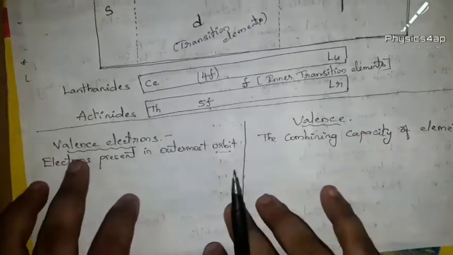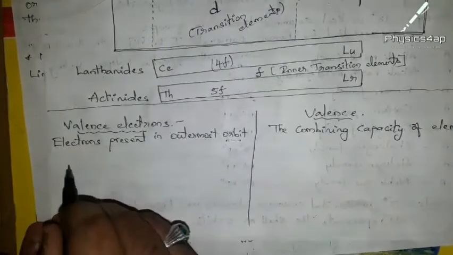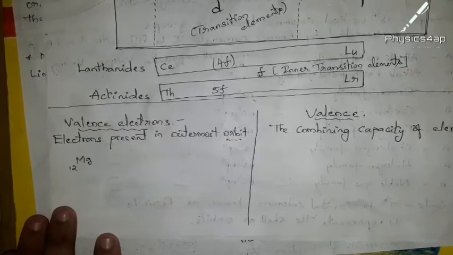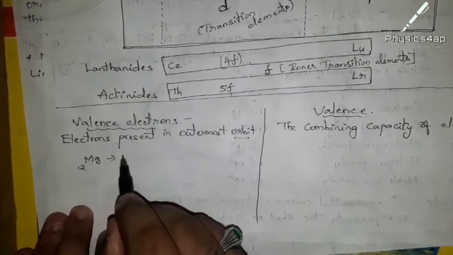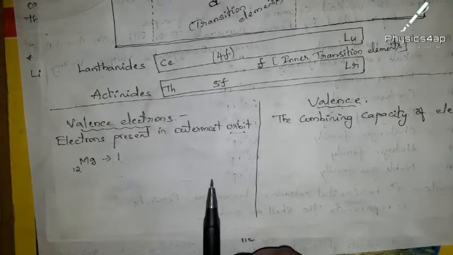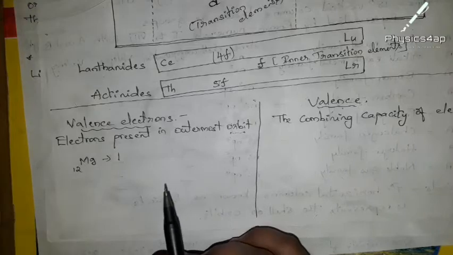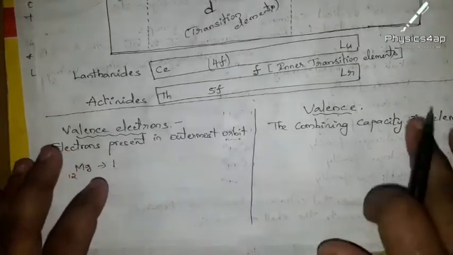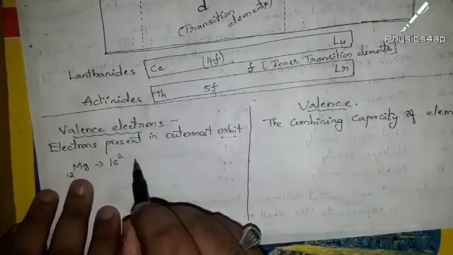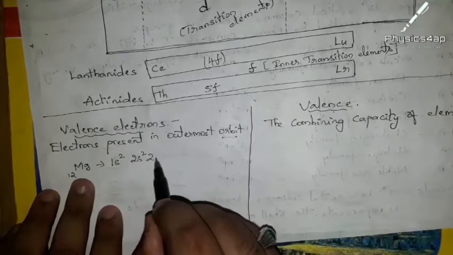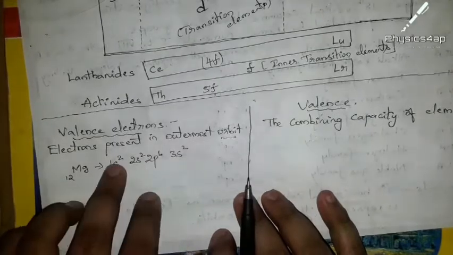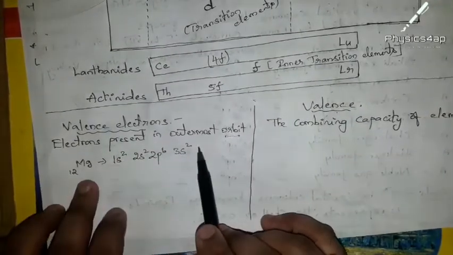Now, as an example of valency electrons, we can take magnesium. Magnesium has atomic number 12. When we write the electronic configuration, while you're learning chemistry, the most important thing you need to learn is the electronic configuration. Without electronic configuration, you cannot solve the mysteries in chemistry. So for magnesium, we have 1s2, 2s2, 2p6, 3s2. If you count the number of electrons, we get 12, right?